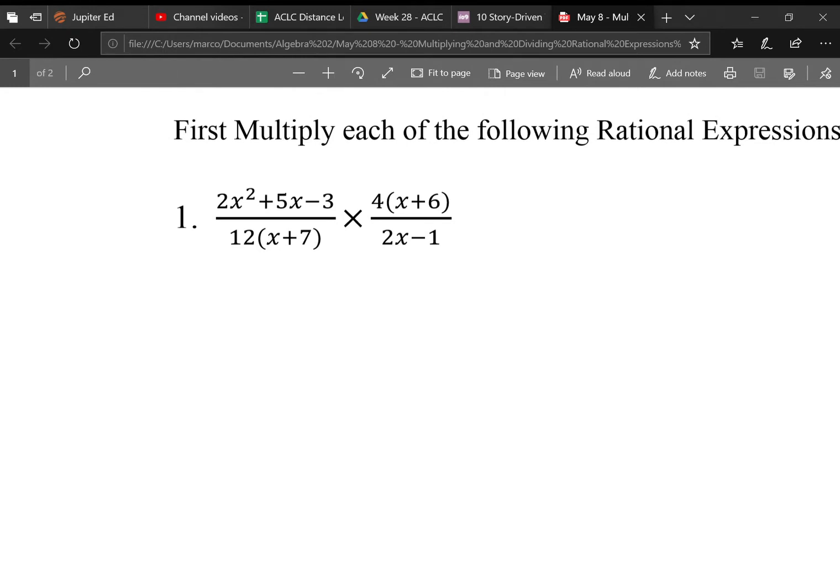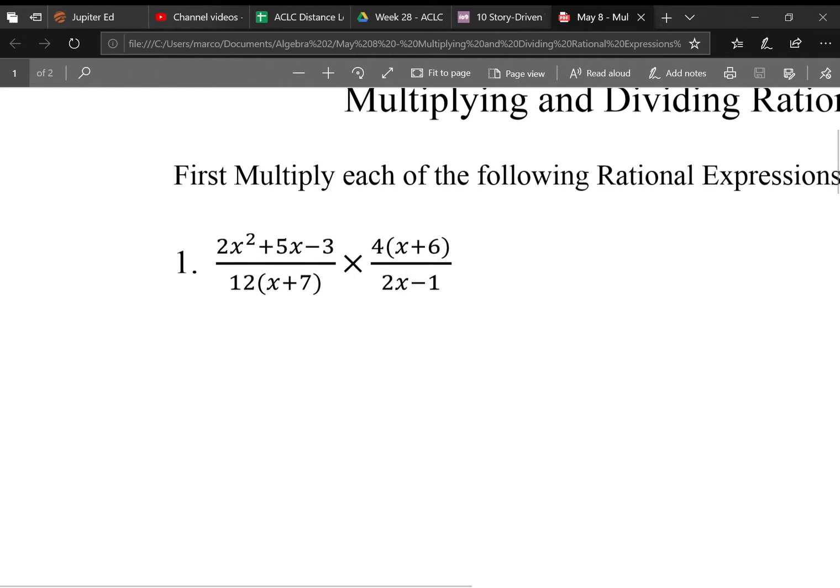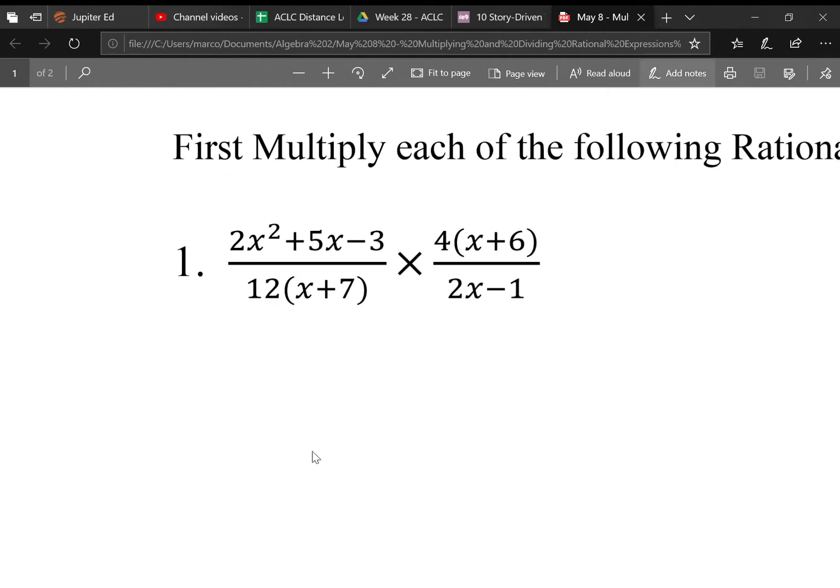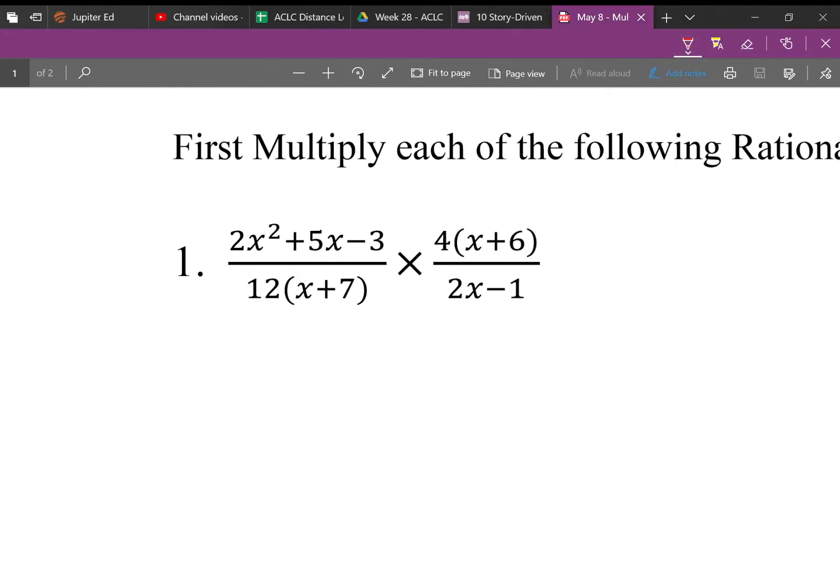And I do see a is not going to be 1 here. So remember, we're going to need to use our X box method. I want to write out ABC. A here is 2, B here is 5, C here is -3.